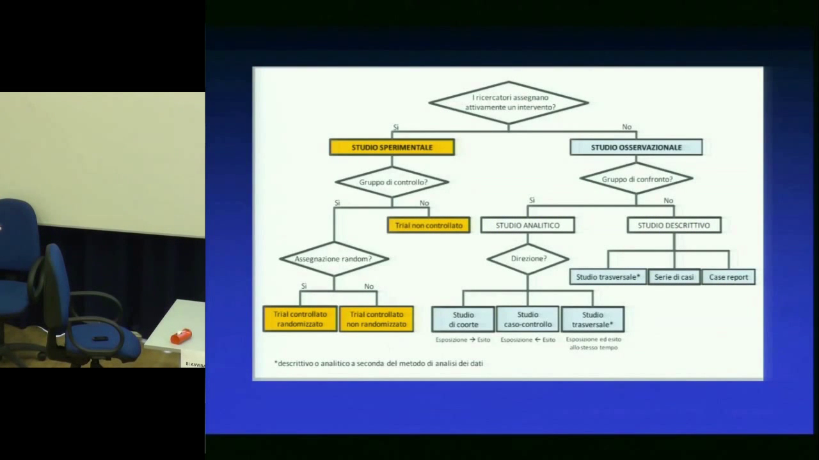So, I'm doing an active treatment, yes, no: observational study. There is a control group, yes: analytical study; no: descriptive study. Descriptive studies are case report, case series. Analytical study, which direction of time? Cohort study, from the exposition to the clinical events; case control study, starting from the disease back to the risk factor; or cross-sectional study that can be both analytical and descriptive.